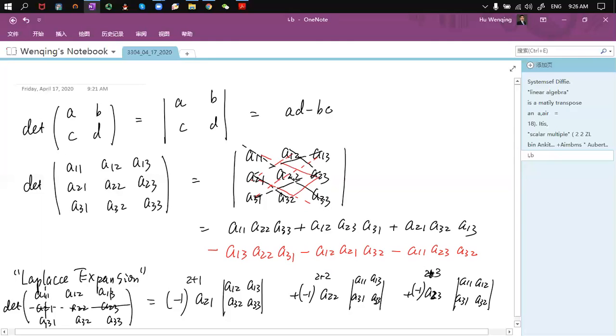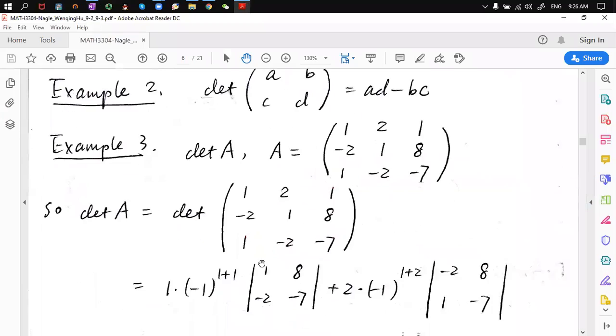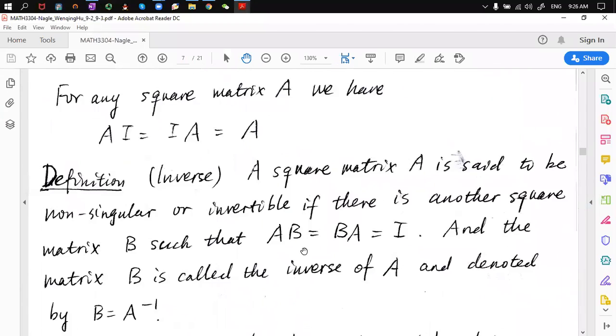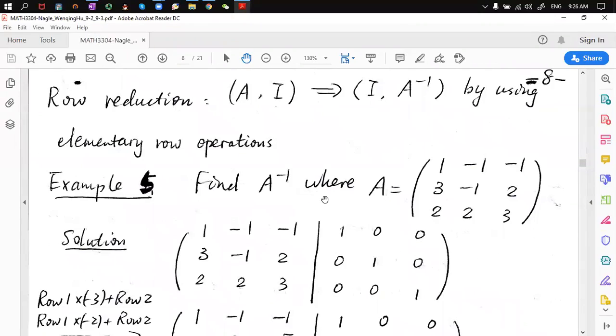So that's the way you expand a determinant using the Laplace expansion. This is about how the determinant enters into these algebras.